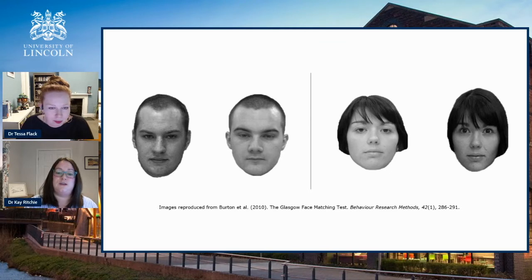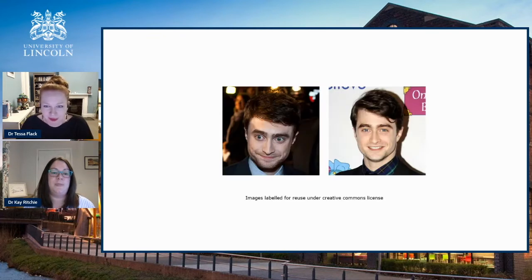Now, that's important because this is an illustration of how when we don't know what someone looks like, it's actually quite hard to tell whether two images show the same person or not. Whereas if I show you an example of someone that you're familiar with, then it should be a lot easier to tell whether the photos show the same person or not. So here, if you know who Daniel Radcliffe is, even though those photos look really quite different, it should be easy for you to say, yeah, those are two photos of the same person.